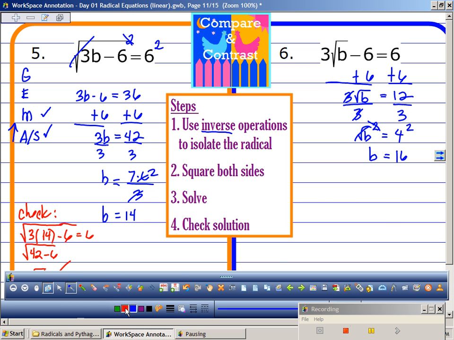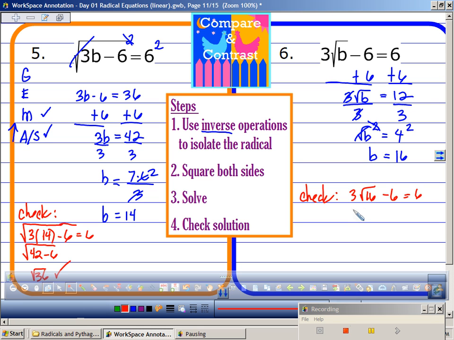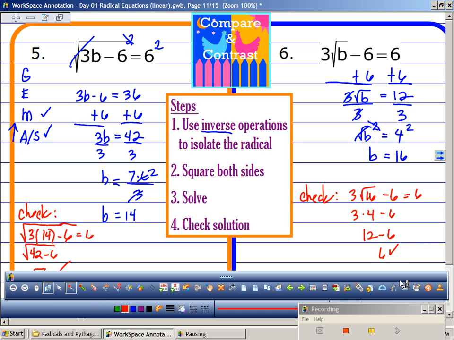Let's check it. Check. 3 times the square root of B, which is 16, minus 6 equals 6. 3 times the square root of 16, which is 4. 12 minus 6 equals 6. Check. And Levi says he doesn't understand, but he's not even looking up here.